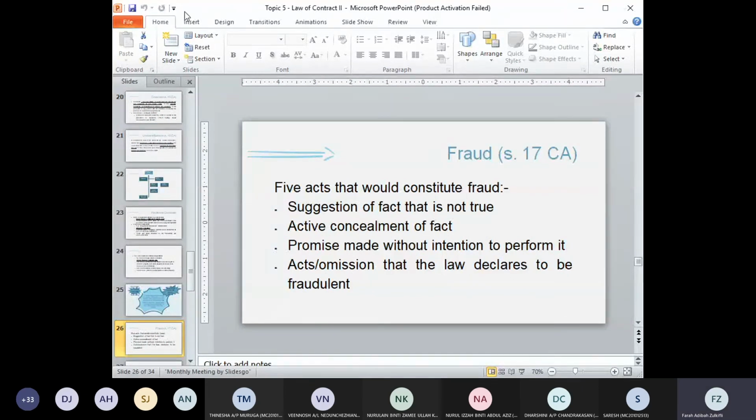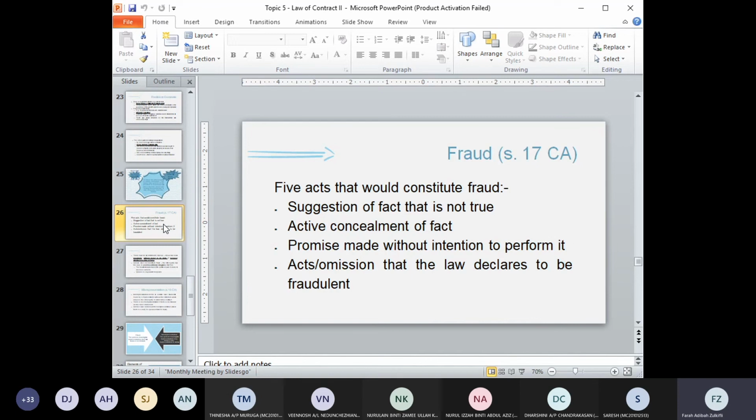Okay, so undue influence. The first one is coercion, second is undue influence. Third one is fraud. Fraud is penipuan. So there are 5 acts that will constitute fraud. To say that someone is committing fraud, seseorang telah menipu, first you must prove that someone is suggesting a fact that is not true. Someone is telling lies. So when someone is telling lies, it is a fraud.